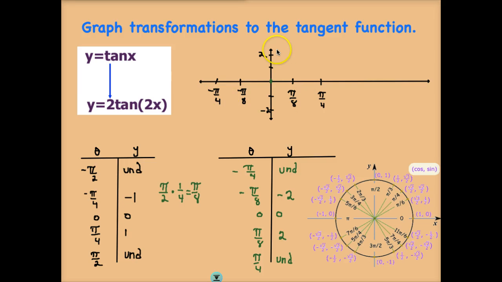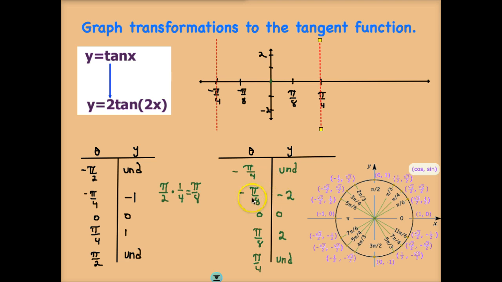Now that I have my axes labeled, I'm ready to plot these points. Before I go ahead and plot these key points here, let me draw in my asymptotes. Drawing in these two asymptotes will give me a guideline for my end behavior.